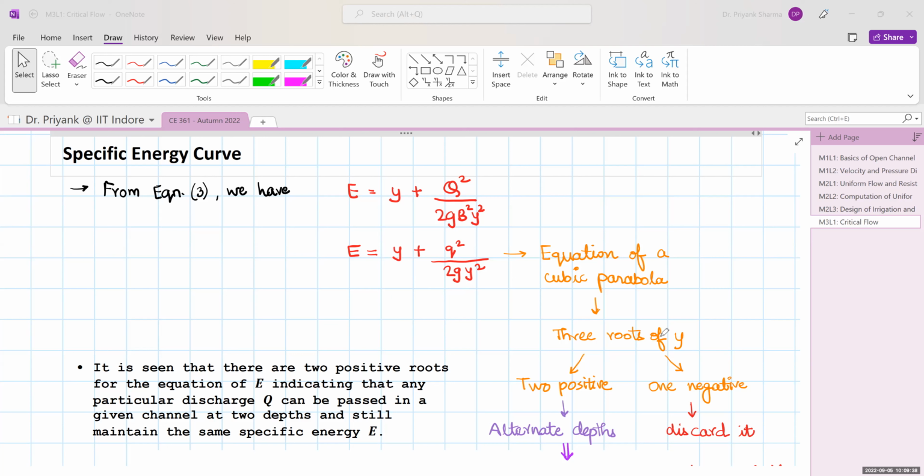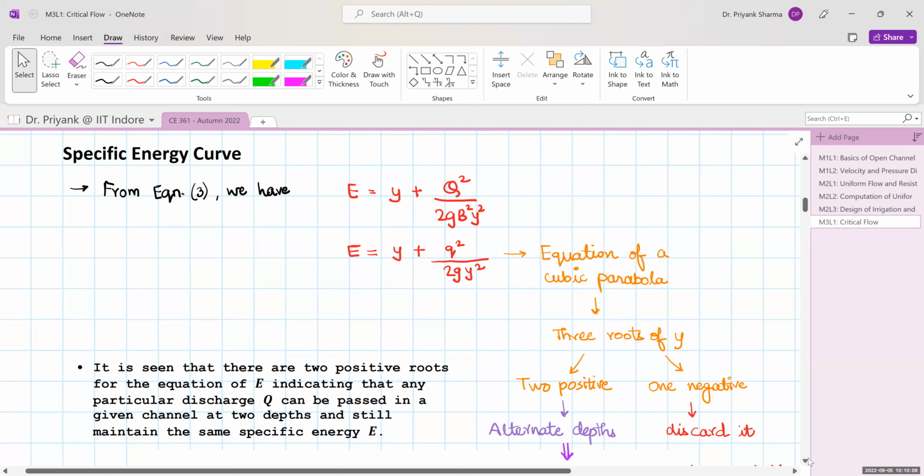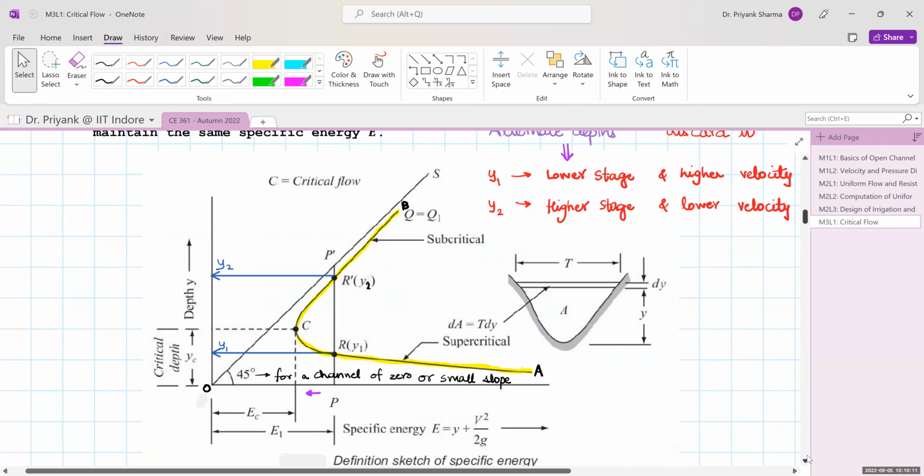So of the three roots, when we solve it, we get two positive and one negative root. So this negative root you will be discarding, and from these two positive roots you will get two values of y, and these are called alternate depths. So from this equation we can see that two positive roots are obtained for a given value of E at a particular discharge, so there will be two depths which maintain the same specific energy. Now how can these two depths be maintained? So let us understand with the help of the specific energy curve.